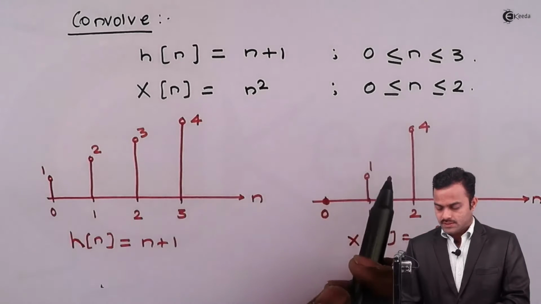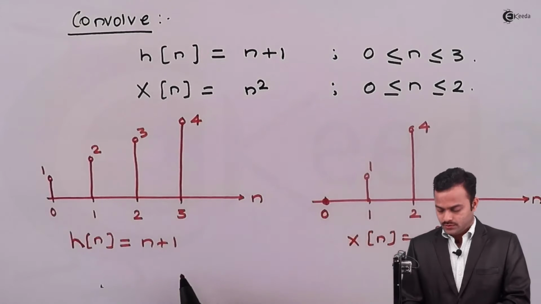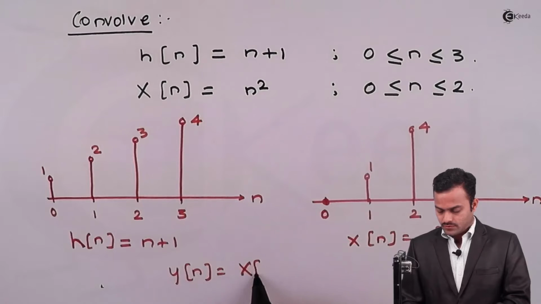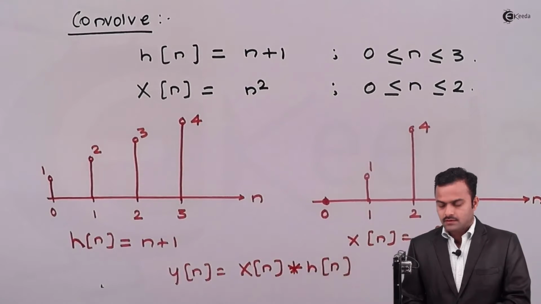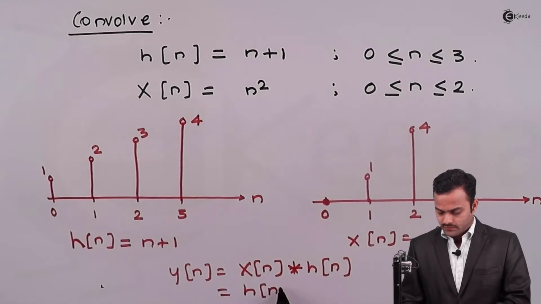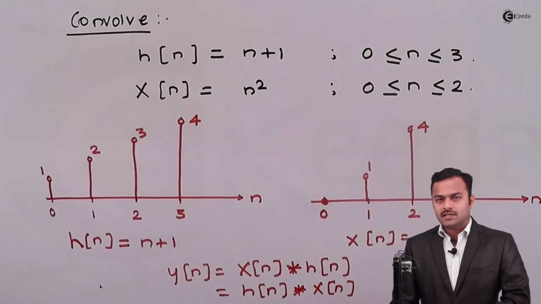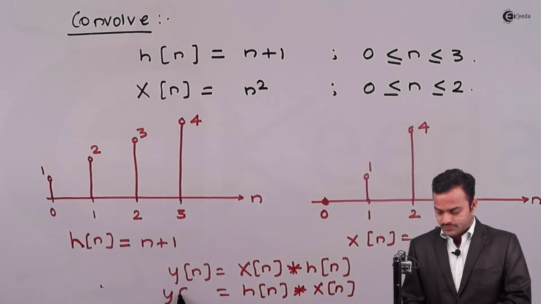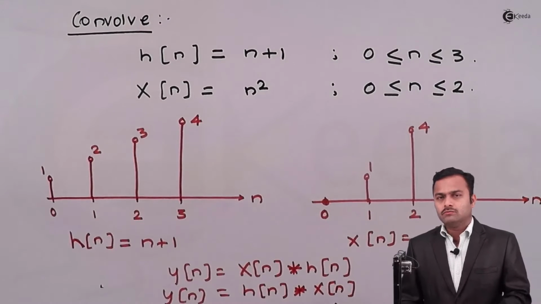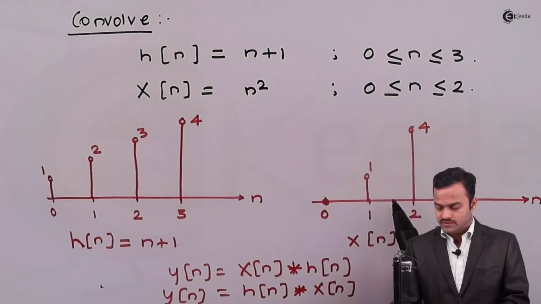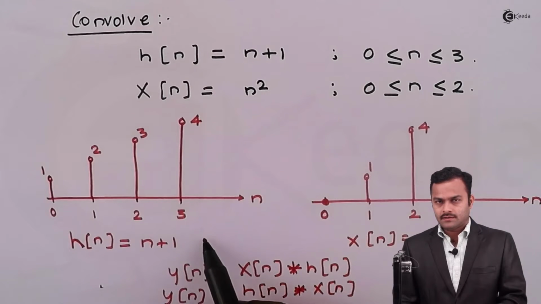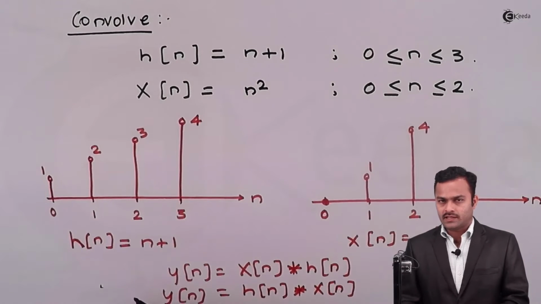And now for this we have to get an output which is given by y of n, nothing but x of n convolve with h of n. You can say h of n can also get convolved with x of n, meaning like a multiplication and addition, I can have a convolution also. So this time what we'll do, we will keep h of n as it is and we will shift this x of n and we will check what convolution we are obtaining.